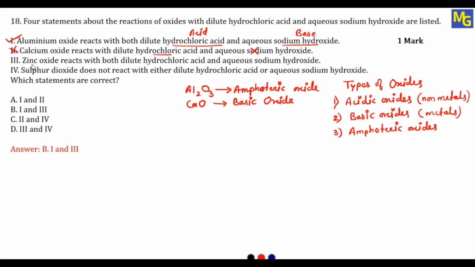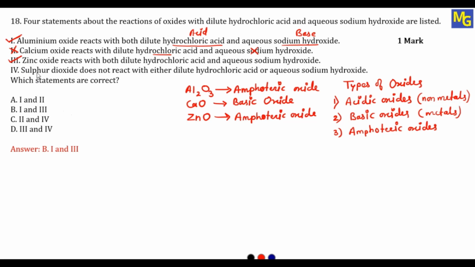Then the third statement, zinc oxide, the formula is ZnO. This is again an amphoteric oxide, so I'll write it here. According to this, it should react with both. So zinc oxide reacts with both dilute hydrochloric acid as well as aqueous sodium hydroxide. So this is also a correct statement.